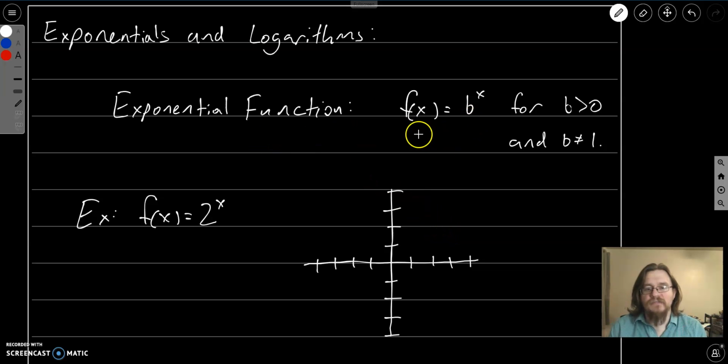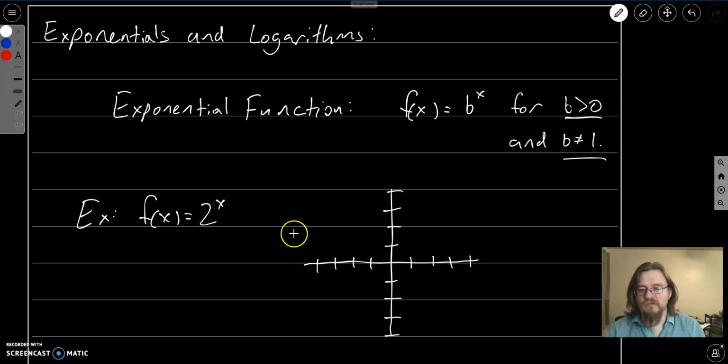So an exponential function is a function where we're taking some number b and we're raising it to the x power. For this to work, b has to be a positive number, and we also want that b is not equal to 1. If it's equal to 1, 1 to any power is just itself. So it's kind of a boring function, and it doesn't satisfy a lot of the same properties as what would happen if b were a positive number that weren't 1. So let's look at the function f of x is 2 to the x power.